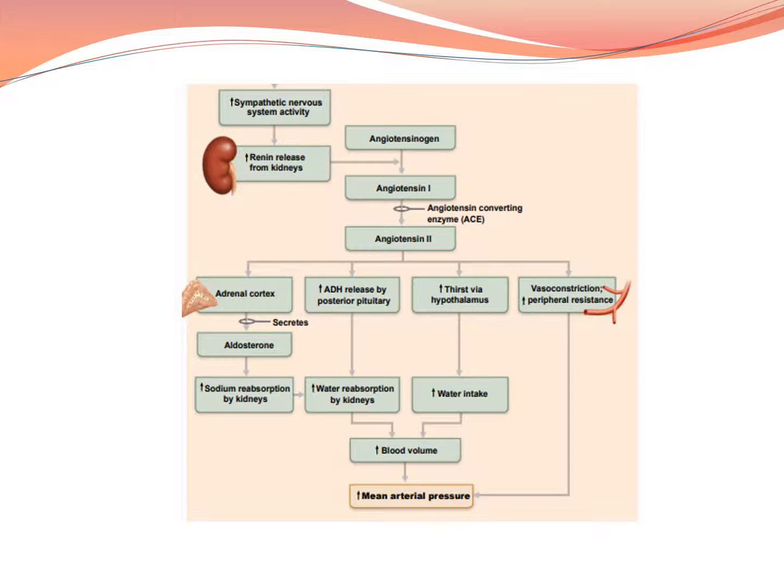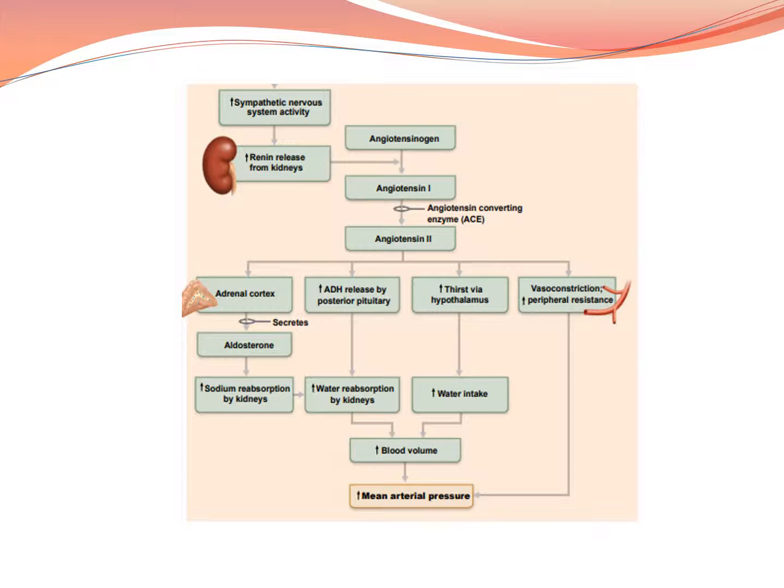Within the blood, renin converts angiotensinogen into angiotensin 1. Angiotensin 1 is then converted to angiotensin 2 by the angiotensin-converting enzyme, which is found in the lungs and kidneys. Firstly, angiotensin 2 acts as a potent vasoconstrictor, directly increasing peripheral resistance and raising blood pressure.